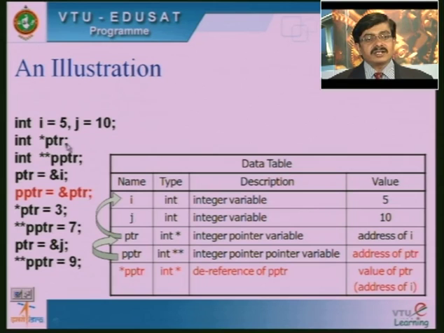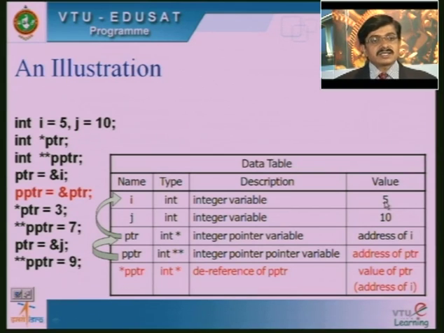It is an integer pointer, so it is holding the address of an integer, and PPTR is a pointer to a pointer to an int. So here PPTR is holding the address of PTR. Now PPTR is pointing to PTR, which in turn is holding the address of I. So we can see that the PPTR value is the address of PTR, the PTR value is the address of I, and at the address of I we can find the value 5.